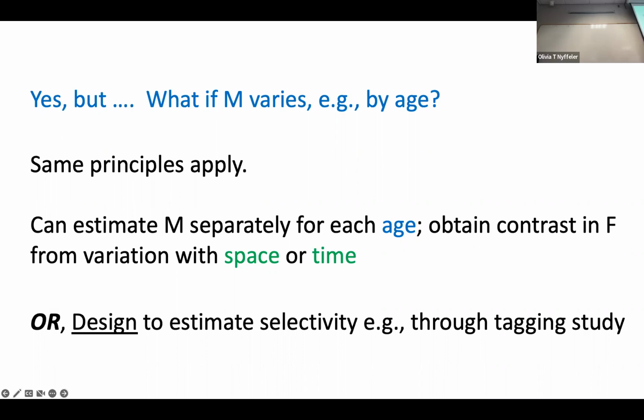Or you could design to use the fact that M is varying by age. And what you have to do is estimate the selectivity, like through a tagging study. And now you have contrast with age, and you know how it's responding to age. You've got your selectivity. Then it becomes quite easy from one study to get M by age. But you have to design for that. You have to say, I need to know the selectivity, because if I try to estimate it, it's going to be confounded with selectivity by age and natural mortality by age. How do you separate those two out? Well, if you know the selectivity, then the rest is natural mortality.